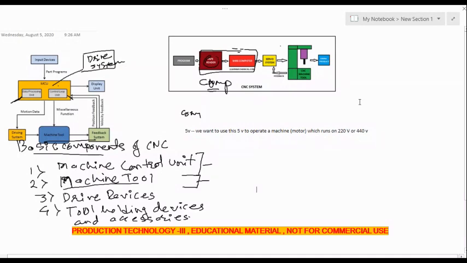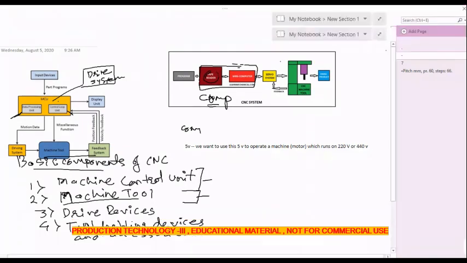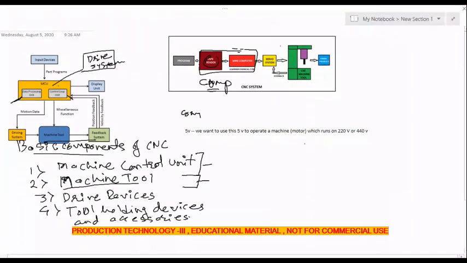That we are required to operate a machine which operates at a voltage level of 220 volt, and it may have a power of 5 kW or 10 kilowatt.